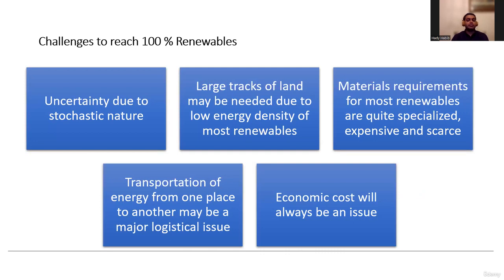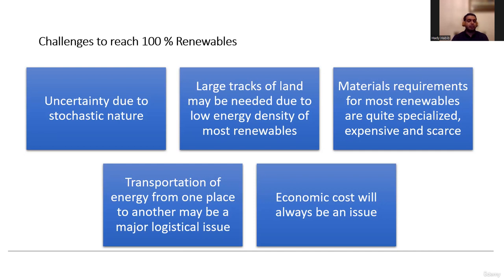If those are the technologies, what are the challenges to reach 100% renewable energy? In fact, there are big challenges that we have to face in order to have 100% renewable energy communities, and then 100% renewable energy countries. Number one is the uncertainty due to the stochastic nature. We are not sure that there will be enough solar energy or that the PV will be able to produce enough electricity tomorrow to cover our consumption.